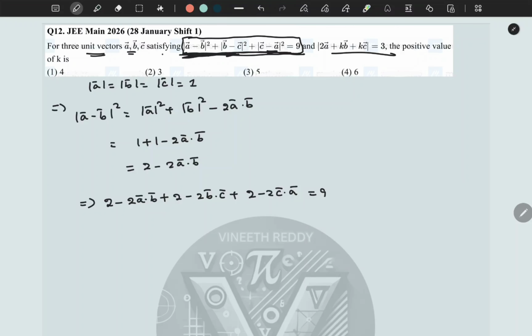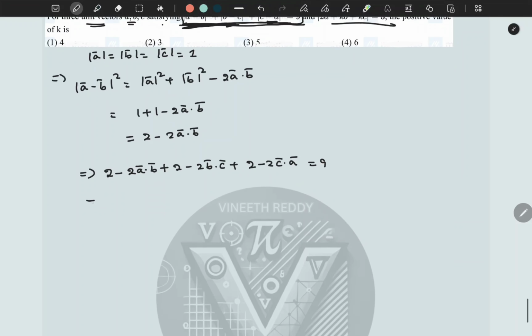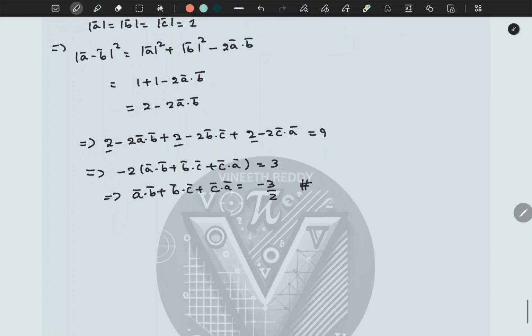We can definitely expand b minus c whole square and c minus a whole square. So 2 plus 2 plus 2 is 6. So ultimately I think we get minus 2 times a dot b plus b dot c plus c dot a will be equal to 9 minus 6, that is 3. So I think we get a dot b plus b dot c plus c dot a is equal to minus 3 by 2. So this is a very important step, dear students.